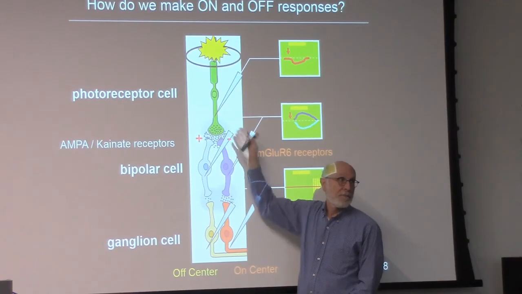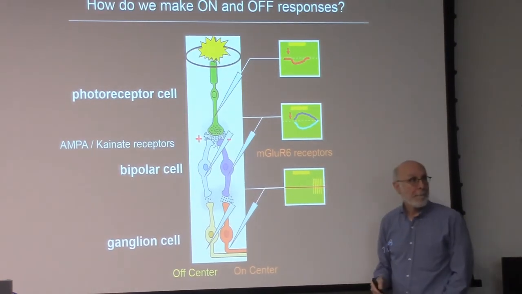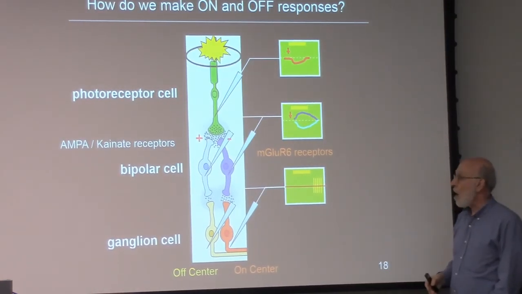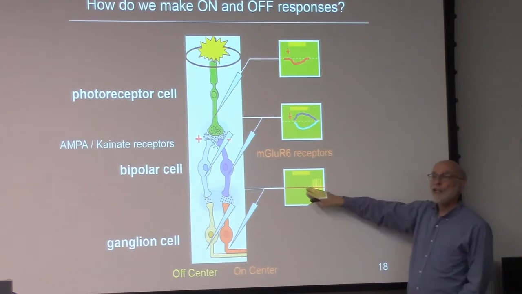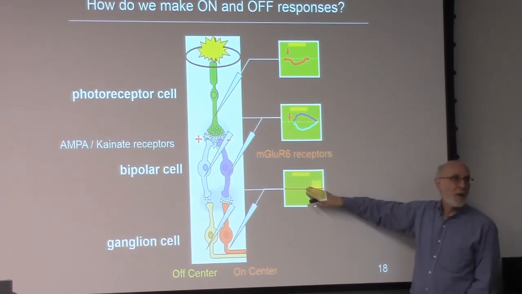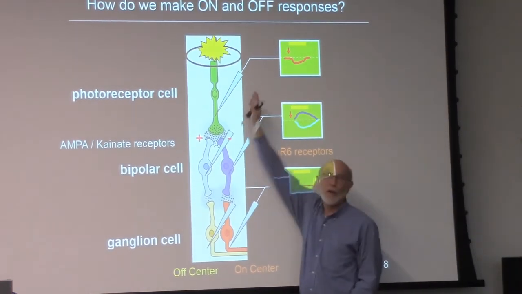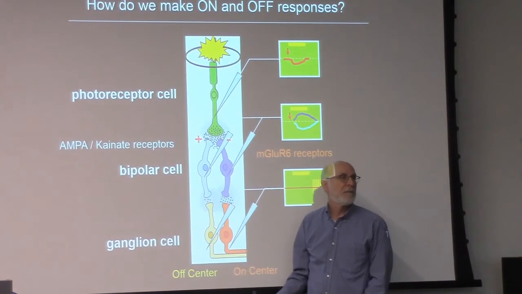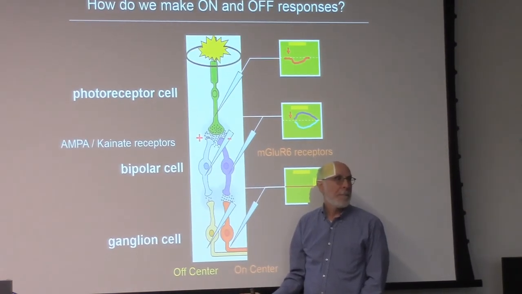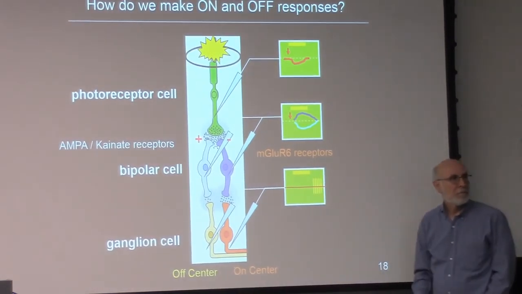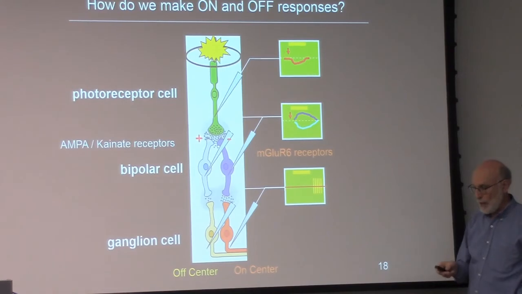What defines off-center in terms of actual physical space? An off-center is a cell whose action potential frequency goes down when light hits the center of its receptive field. They're arranged vertically.